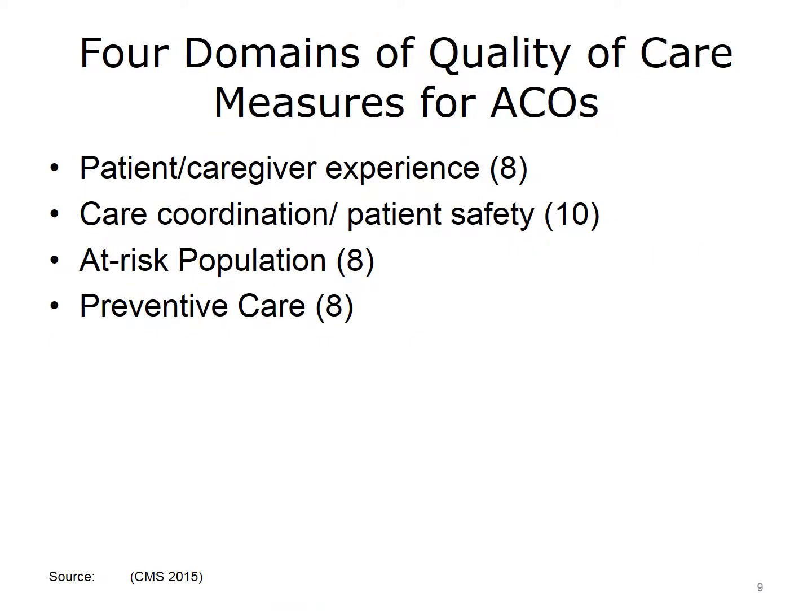The quality of care measures used by ACOs in 2 of the Medicare ACO models include 33 nationally recognized quality measures in the 4 domains of patient-caregiver experience: care coordination, patient safety, at-risk populations, and preventive care. We will now briefly present the measures used to evaluate ACO quality of care performance. For all measures, more detailed descriptions can be found in the documentation provided by CMS.